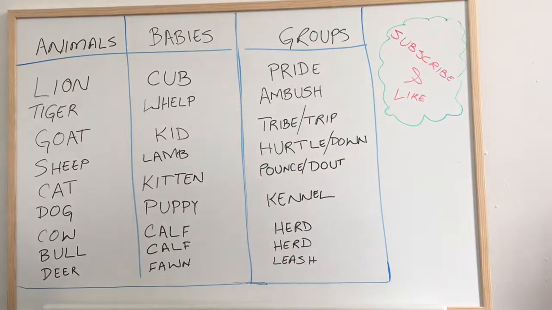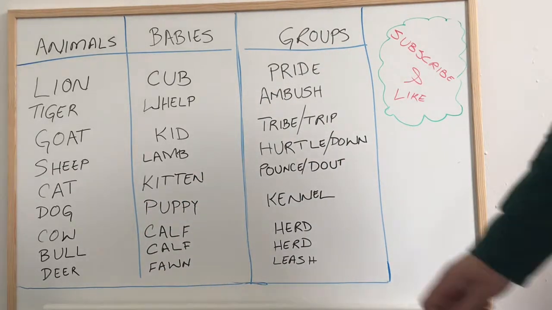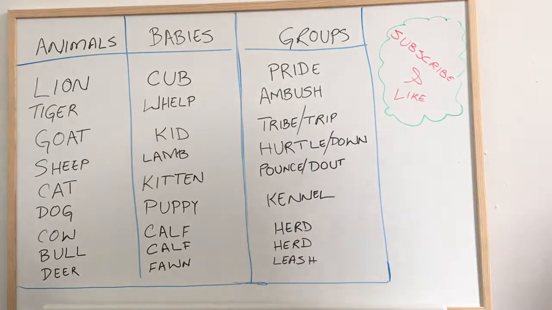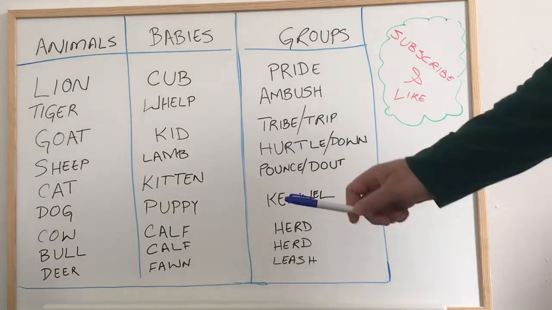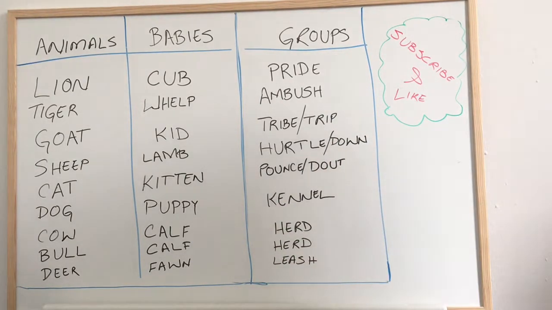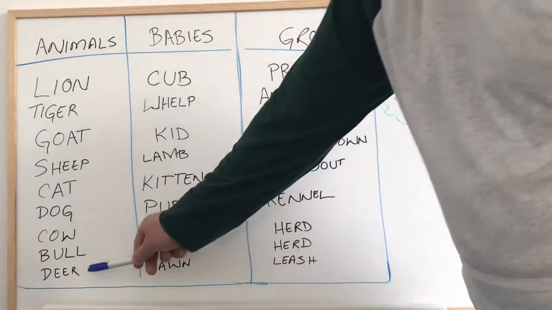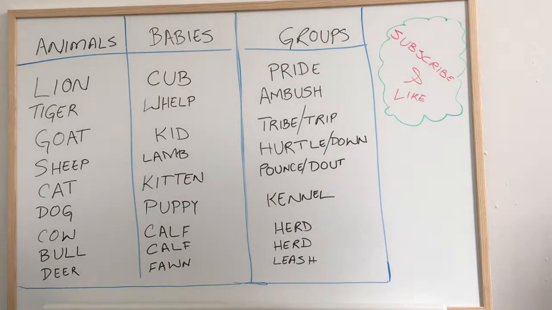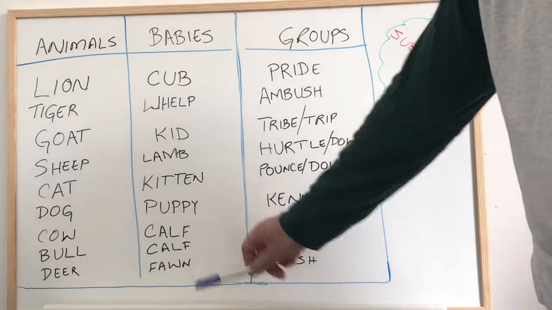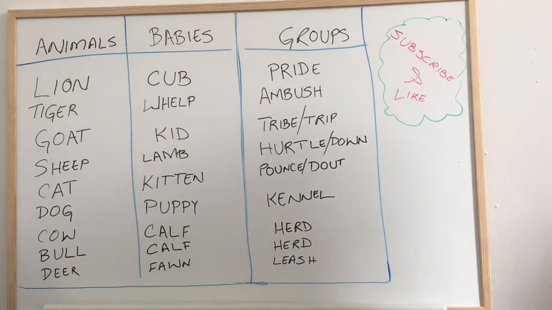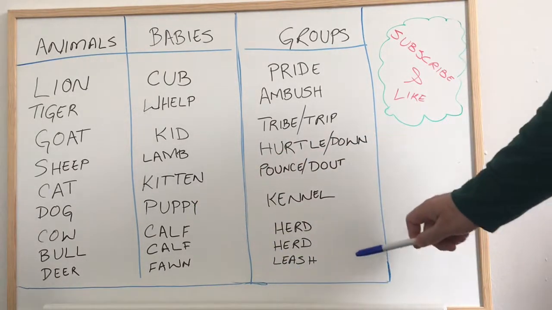Bull. The baby bull is called calf, and the group of bulls is called herd. Deer. The baby deer is called fawn, and the group of deer is called leash.